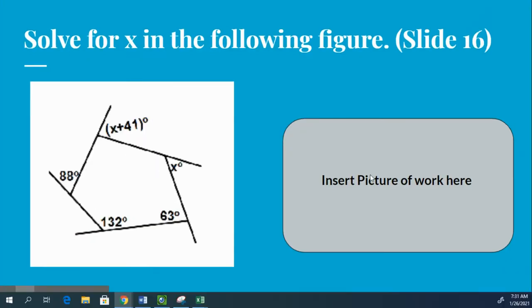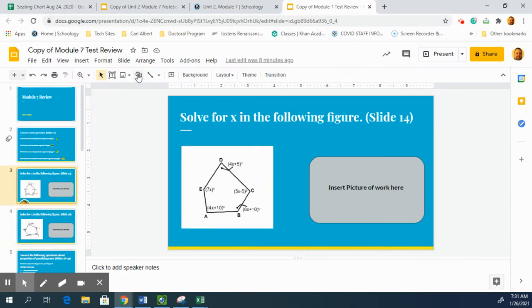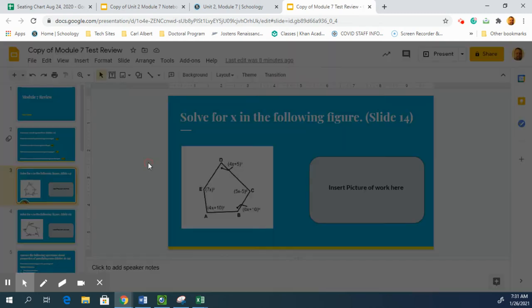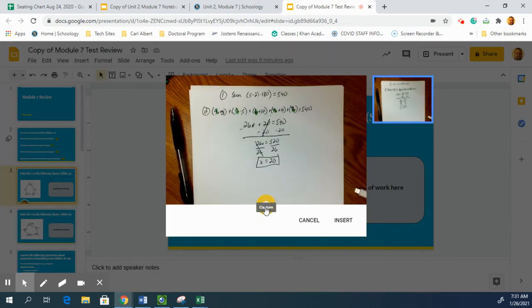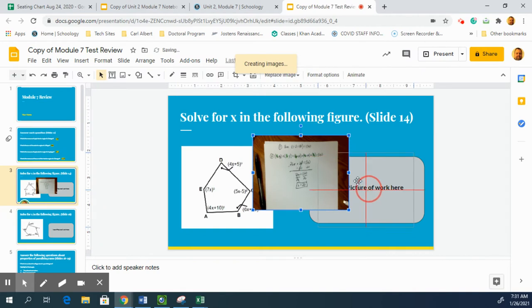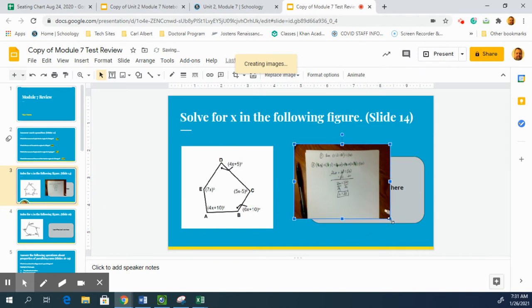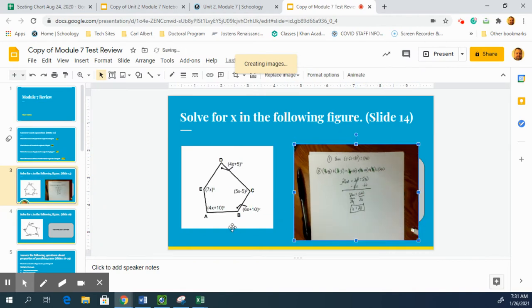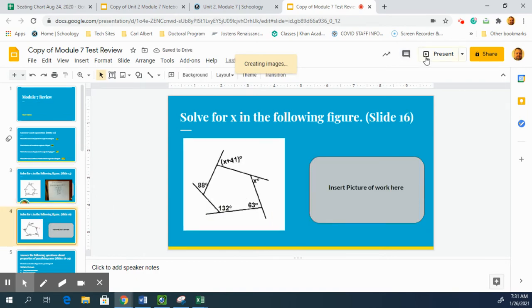So you're going to go over here. Be sure and insert a copy of this. That way you can use this on the test. Okay.